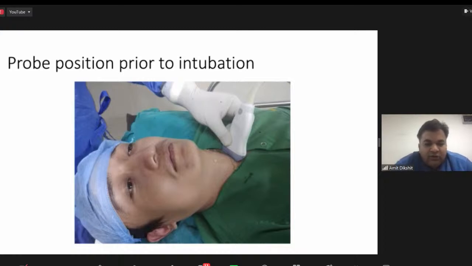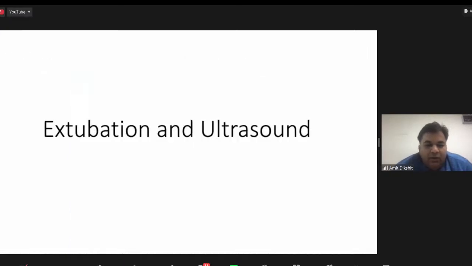Somebody was asking me, you need to have a machine. I said yes, if you have a machine and another assistant in the OT, it's a good idea that you arrange all the ergonomics and place the probe there. We come to this smaller part before going over to other aspects of difficult intubation, because in extubation ultrasound is helping me.